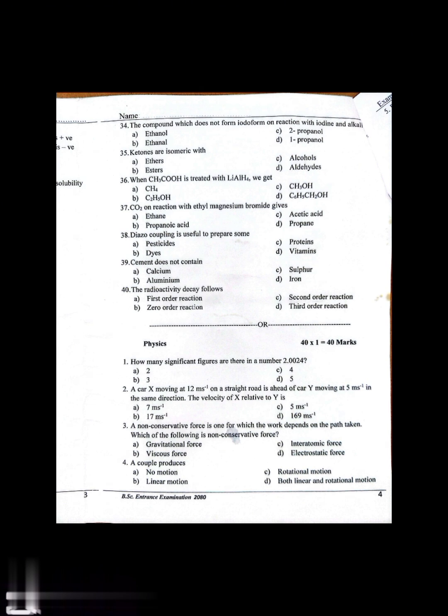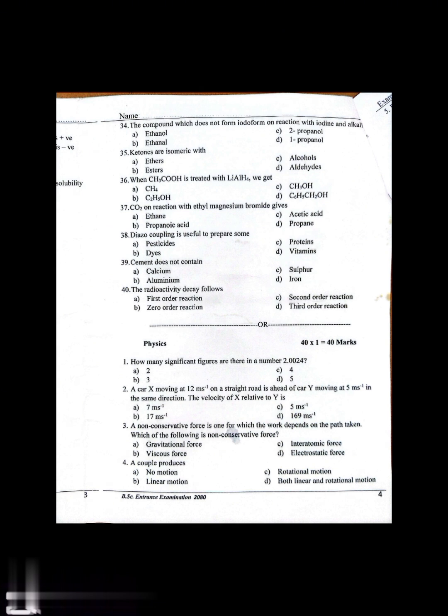2. A car X moving at 12 meter per second on a straight road is ahead of car Y moving at 5 meter per second in the same direction. The velocity of X relative to Y is A. 7 meter per second, B. 17 meter per second, C. 5 meter per second, D. 169 meter per second.